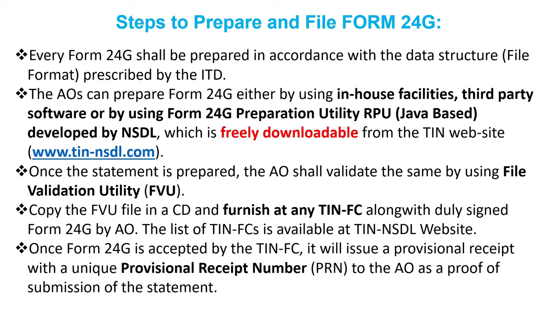Once the statement is prepared using this Form 24G preparation utility, the AO shall validate the same by using FVU, that is file validation utility. The FVU file has to be copied in a CD and furnished at any TIN FC along with the duly signed Form 24G by the AO. The list of TIN FCs is available at the TIN NSDL website. Once Form 24G is accepted by the TIN FC, he will then issue a provisional receipt number to the AO.